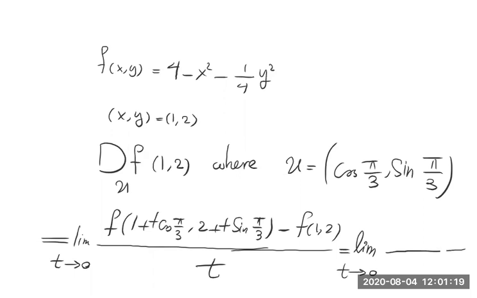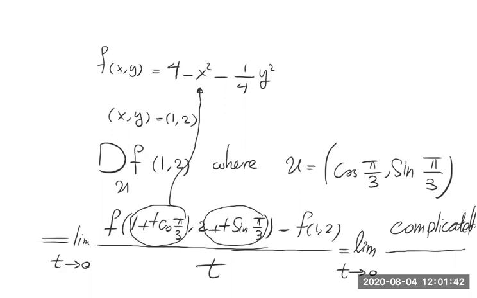What would be the f of this thing? Well, as you can see, if I want to plug in this thing in x and plug in this thing into y, it would be something complicated, right? There would be a lot of computations. It wouldn't be interesting to take these limits. I should put 1 plus t cosine of pi over 3 inside x, and then I should square that. I should put this thing in y. I should square that, then divide it by t, take a limit. This is possible, but it would be a lot of computations.